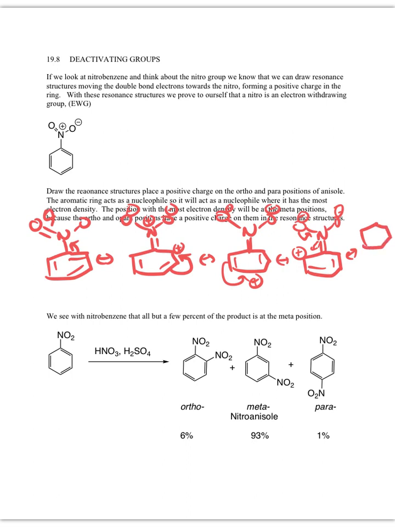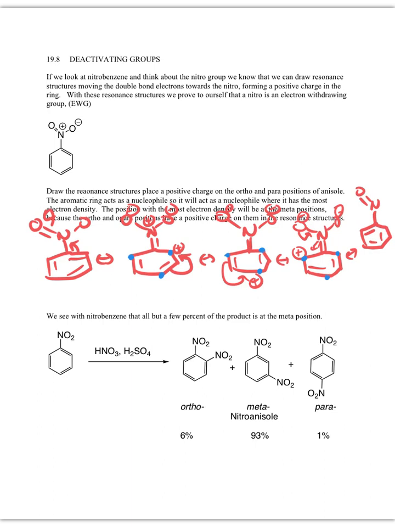And then send the electrons back in from the nitro. It doesn't matter which oxygen you send them in from, either one. So in this one, we are putting a positive charge in the ring. We're putting it on the ortho and para carbon. So those three carbons end up with a positive charge when we draw resonance structures.